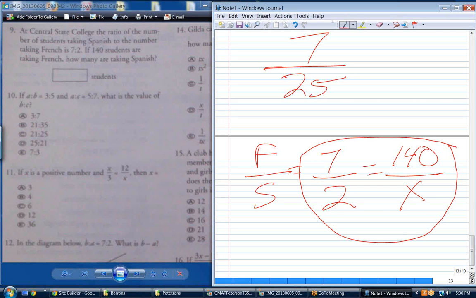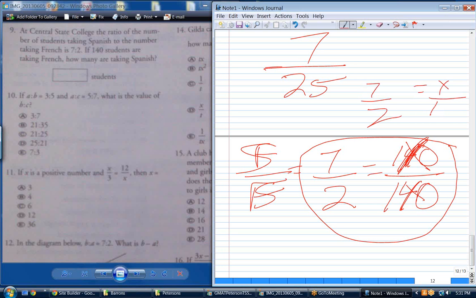It just looks weird, because it says the ratio of the number of students taking Spanish to the number taking French is 7:2. No, I got it wrong. I got it backwards. 7:2 is Spanish to French. So this is x over 140. I had it French to Spanish. I was thinking the French to Spanish was 7:2, but Spanish to French was 7:2.